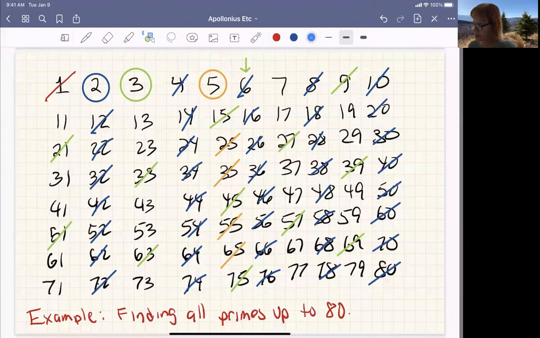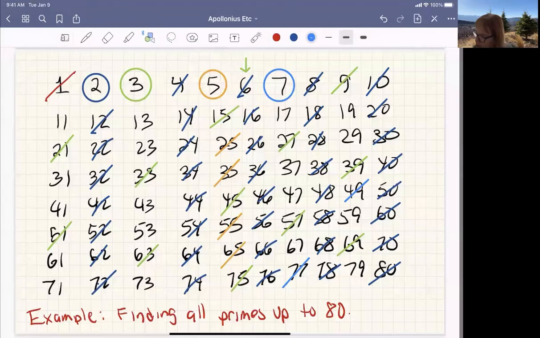We circle the next number that's not been crossed off. Now we count up by 7 and cross off all multiples of 7. So 14's already been crossed off, 21's already been crossed off, 28's already been crossed off, 35's already been crossed off, 42's been crossed off. 49, need to cross that off. Okay, continue counting up. 56 has already been crossed off. 63 has already been crossed off. 70's already been crossed off. There we go, 77.